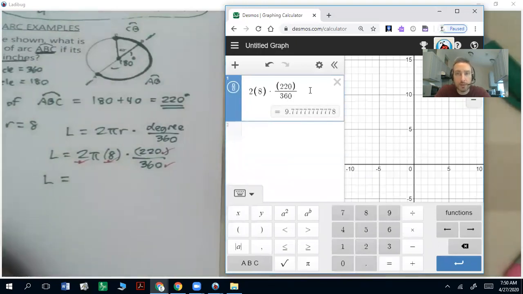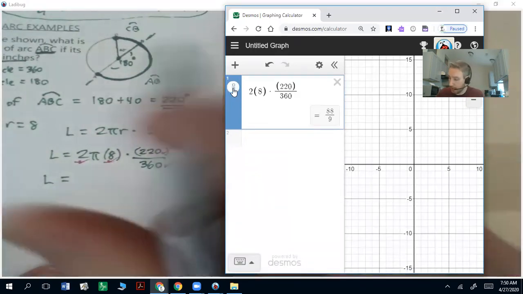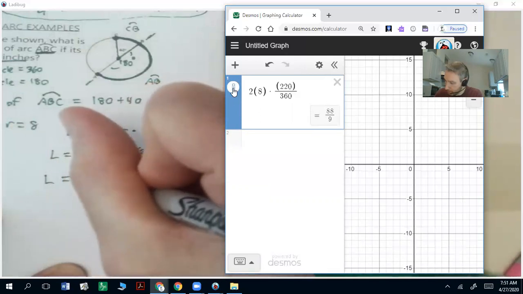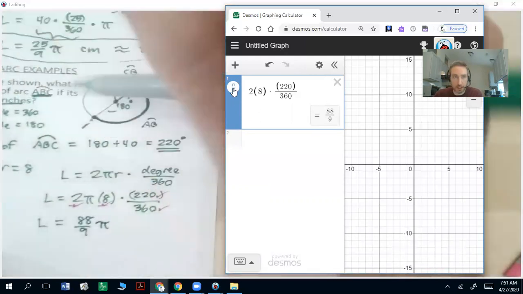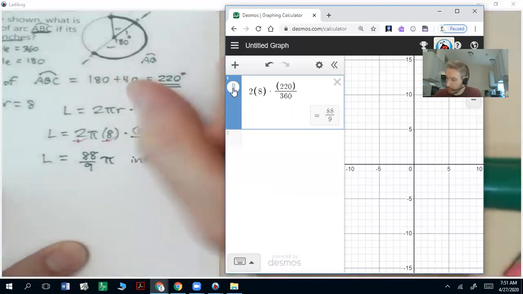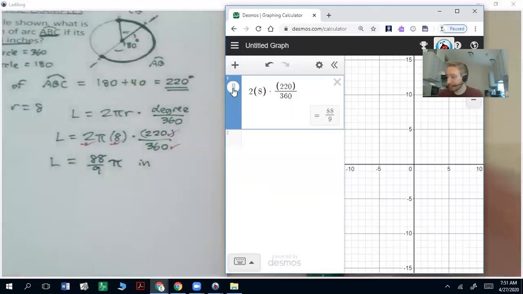So that's about 9.777 repeating. We'll click the fraction bar, and we'll call that about 88 over 9 pi. And our units are in inches. Now, 88 over 9 pi doesn't really mean a whole lot.